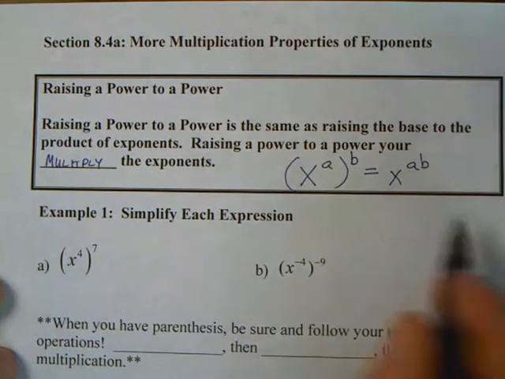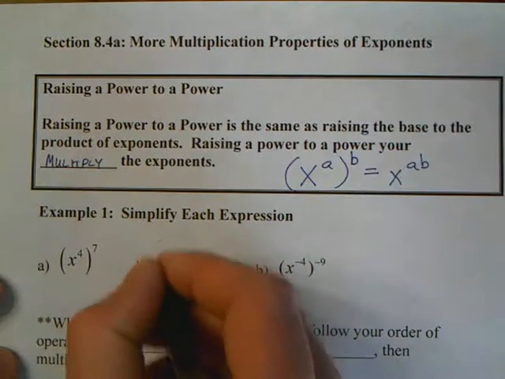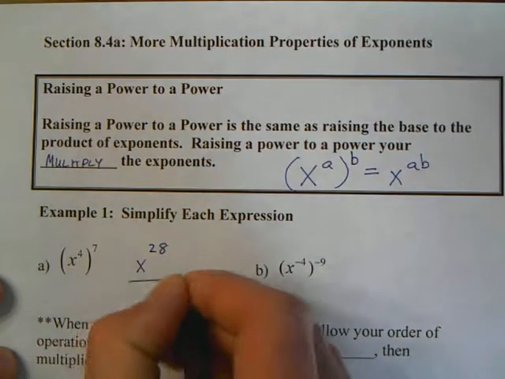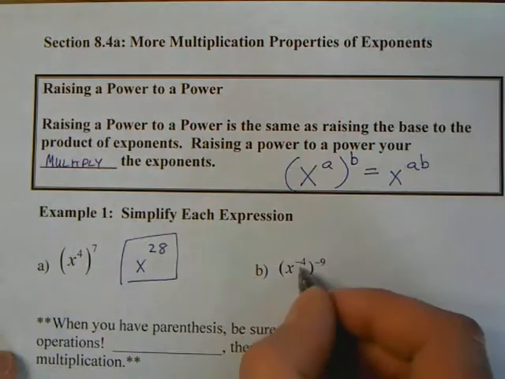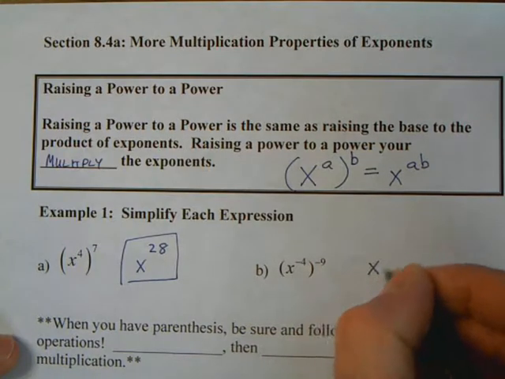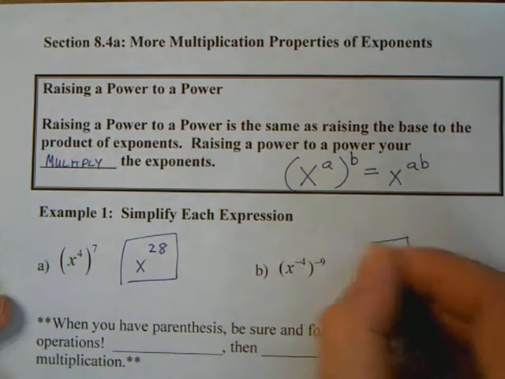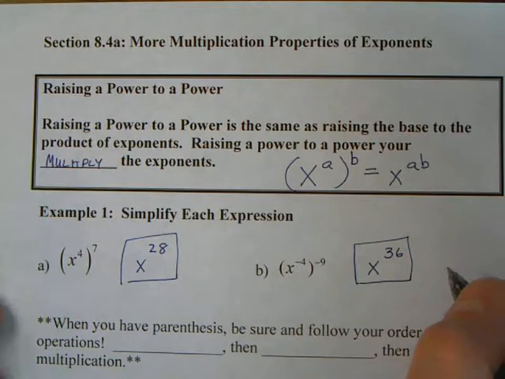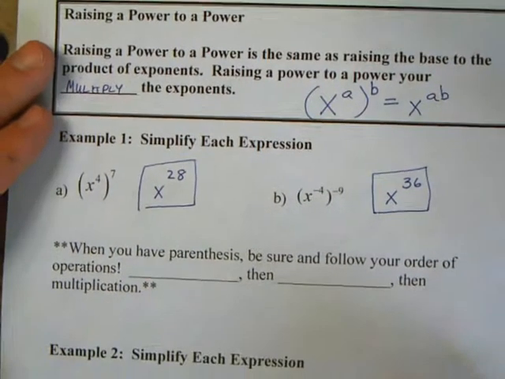So as we look at our first one, let's apply some of these new rules to it. X to the 4th raised to the 7th is merely x to the 28th. 28 is gotten from 4 times 7. X to the negative 4 raised to the negative 9, once again it's a power to a power, so we're going to multiply. Negative 4 times negative 9 is 36. Since it's a positive exponent, we don't have to do anything more.